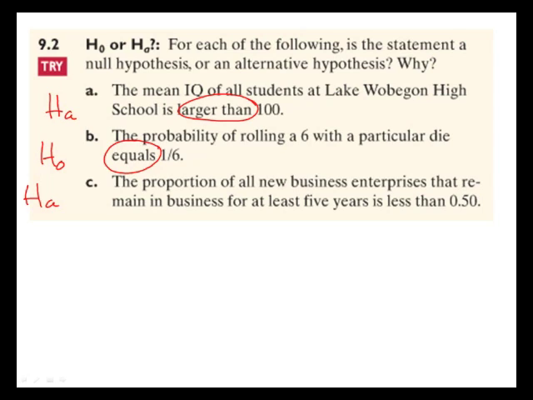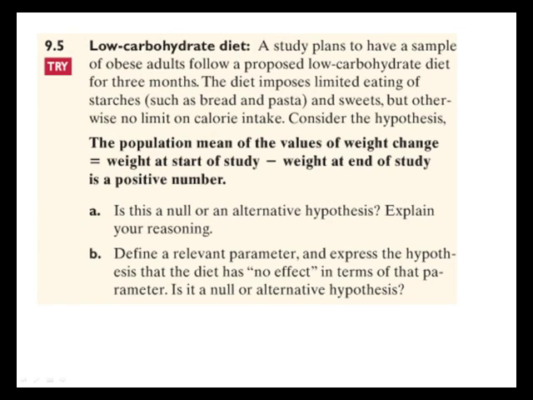Any questions on these? So greater than would be an alternative. Greater than, not equal to, or less than. And then the only one that would be a null is exactly equal to. HO, yeah. O meaning 0, null and void, so null, 0. And then A, of course, meaning alternative.